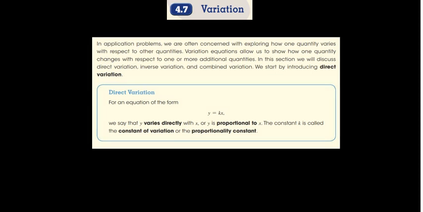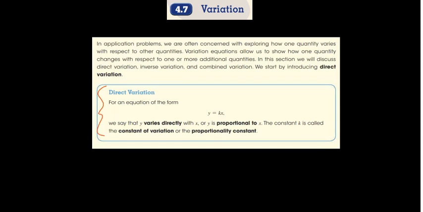So starting off, in application problems, we are often concerned with exploring how one quantity varies with respect to other quantities. Variation equations allow us to show how one quantity changes with respect to one or more additional quantities. In this section, we will discuss direct variation, inverse variation, and then a combination of the variations. We start by introducing direct variation.